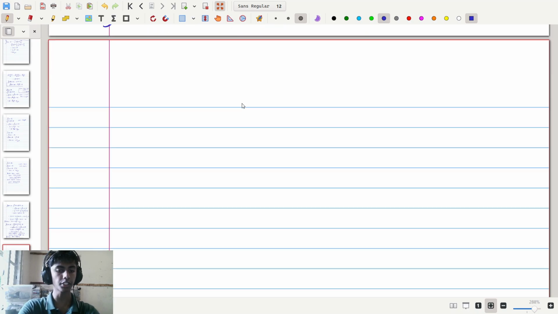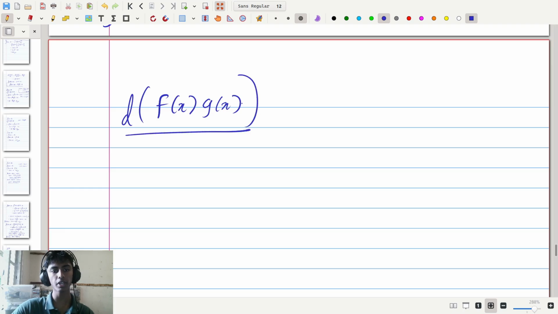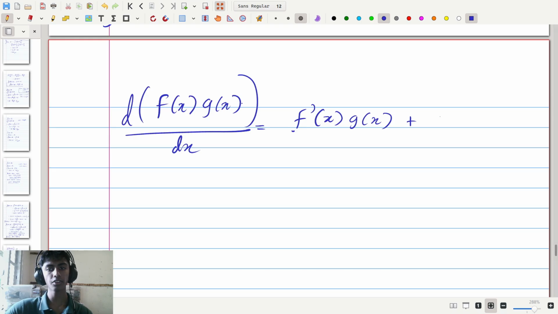Integration by parts is actually derived from the product rule. Recall the product rule, which states that if you have the product of two functions, the derivative of f(x) times g(x), this is going to be equal to the derivative of the first function, f'(x), times the second function g(x), plus the derivative of the second function, g'(x), times the first function f(x).